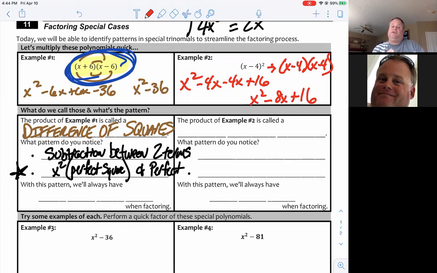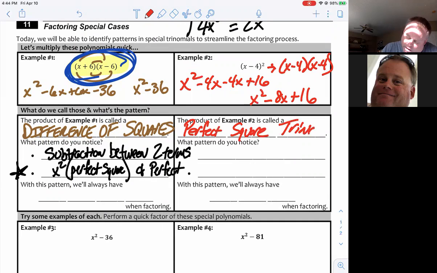This one right here, this quadratic trinomial, written in standard form, has a special name. And that special name is a perfect square trinomial. And you're going to ask, well, why does it have a special name? Well, here's why. The C term equals a perfect square, right?